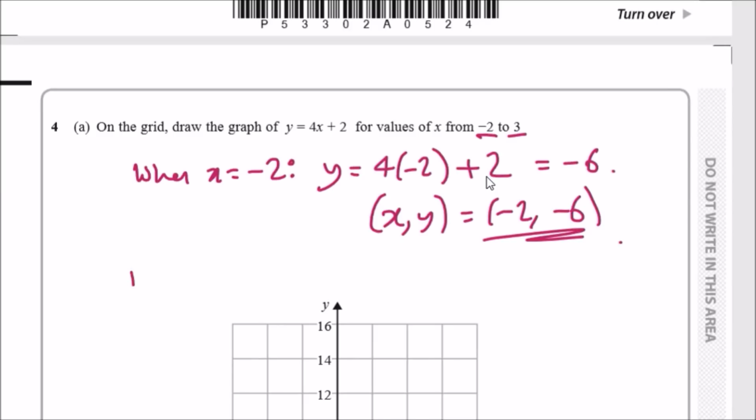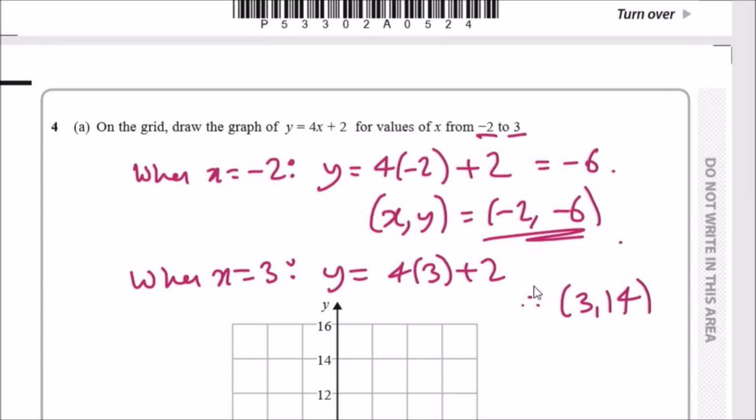So plug in when x is 3, what do we get? So we get y equals 4 times 3 plus 2, and 4 times 3 is 12, plus 2 is 14. So the final one's going to be (3, 14). Yeah, that's really all you got to do.